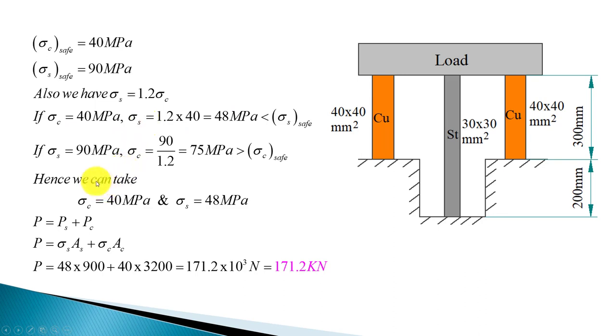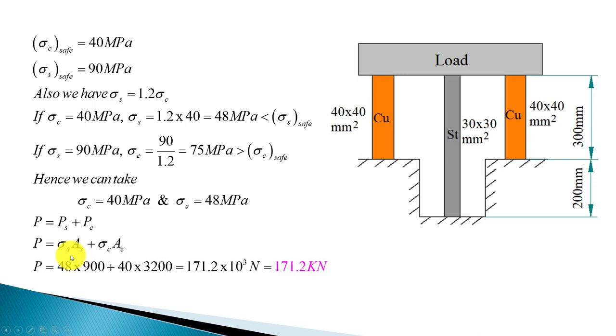So the stresses we understood, sigma C is 40 megapascal and sigma S is 48 megapascal. Both are safe now. Copper has reached its maximum safe limit, but steel is less. But you cannot allow more than this, because if you allow the stress in steel more than this, stress in copper will exceed. So after getting the stresses, you can find out the load that can be supported, P as PS plus PC. So P is equal to sigma S AS plus sigma C AC.